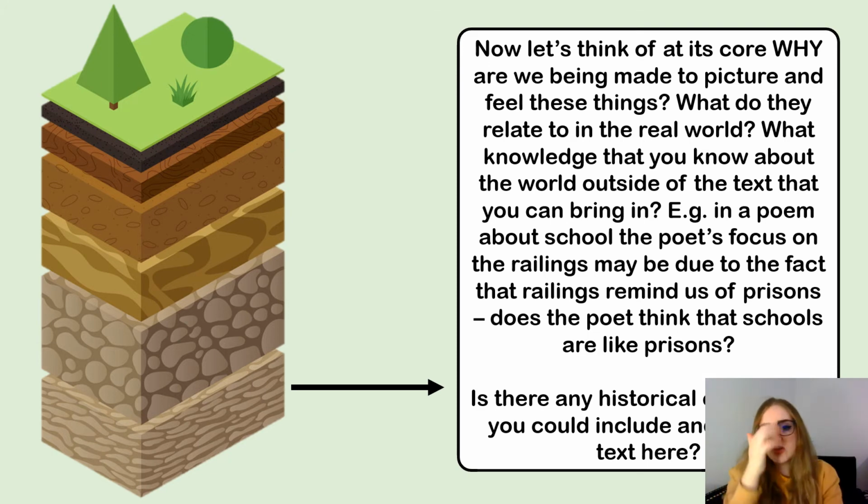What do they relate to in the real world? What knowledge do you know outside of the text that you can bring in? For example, if you're reading a poem about a school and the poet's focus is on the railings, that might be because railings remind us of prisons. Does the poet think that schools are like prisons? So we're relating our outside knowledge to the text.